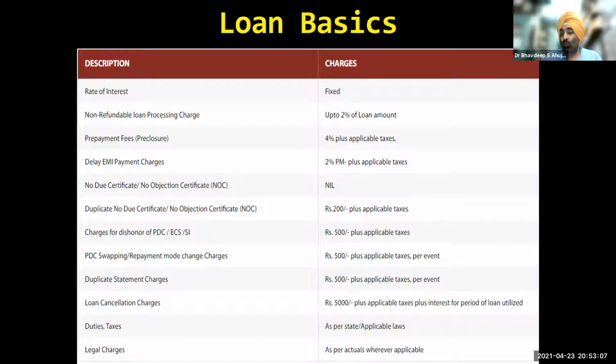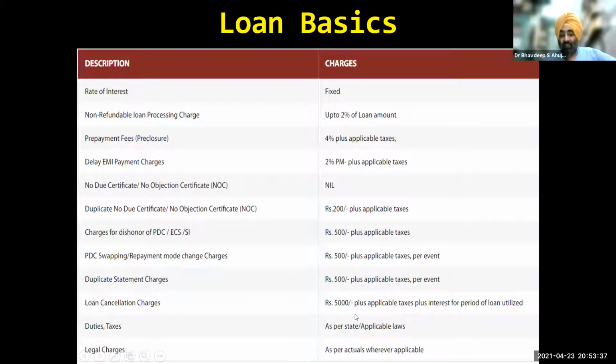Delay of payment is 2% per month, which means 24% annually plus GST. No due certificate nil. Duplicate no due certificate 200 plus GST. Charges for dishonor 500 per ECS. Then repayment mode 500, duplicate statement 500, loan cancellation 5,000 plus applicable taxes plus interest for the period of loan utilized. Imagine the amounts we pay.